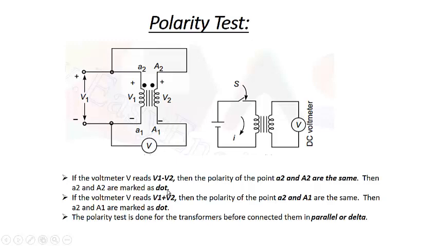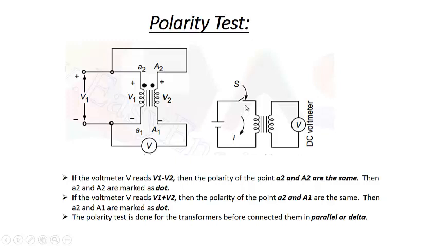So when the voltage is V1 minus V2, that means these 2 points have the same polarity. The dot can be placed at this point. It is immaterial whether you put the dot here or here. We can put the dot here also, because whatever the polarity is here at that instant is the same as the polarity over here. So that is immaterial. There is one more test, which uses a DC test.